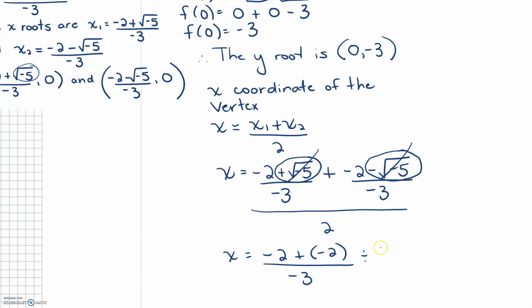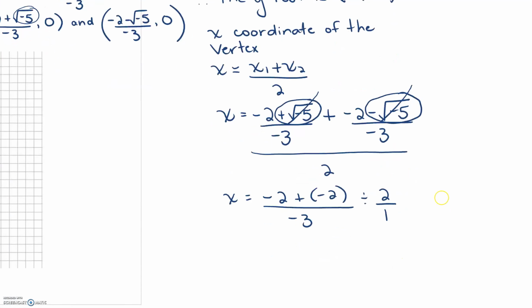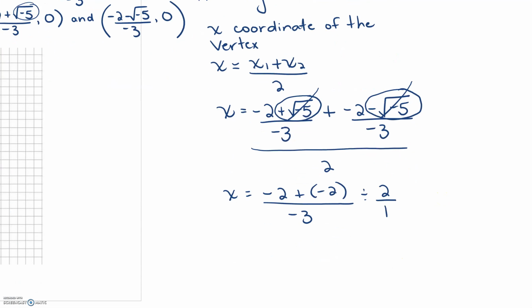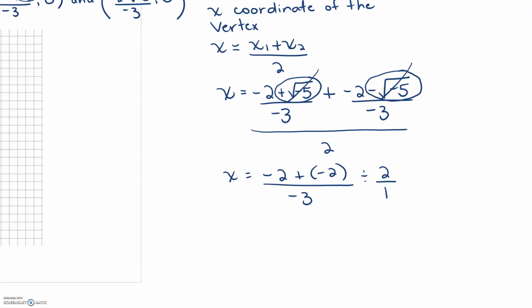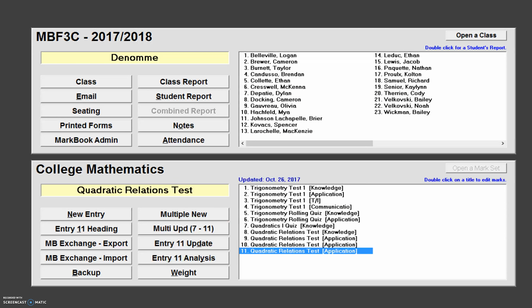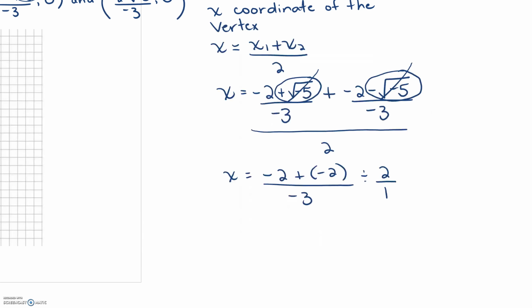And I'm just going to go ahead and change that division by 2, making it look a little bit different. Okay, it makes it a little bit easier for me, and I'm just thinking it might be the same for you. -2 plus -2. Whoopsie daisy. -2 plus -2 is -4 over -3.